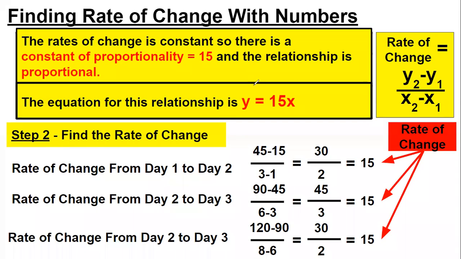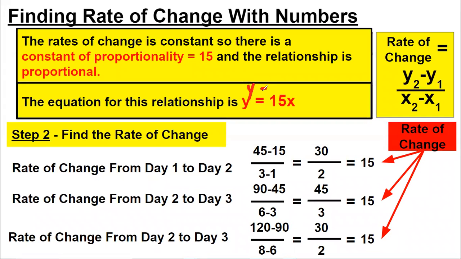Remember what it was yesterday? y equals kx. And k is your constant of proportionality. So that's why y equals 15x is our equation. Okay, ready to try another one?